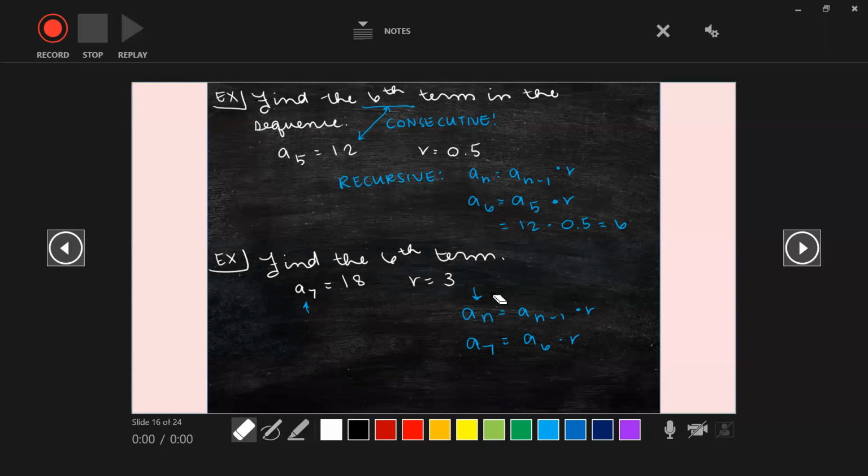So what is a sub 7? 18. What is a sub 6? I don't know. What is r? 3. Do we know how to solve this? Divide by this on both sides. Yeah, we divide both sides by 3. So a sub 6 is equal to what? 6. Wow.